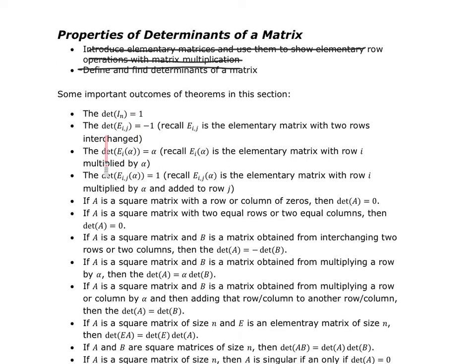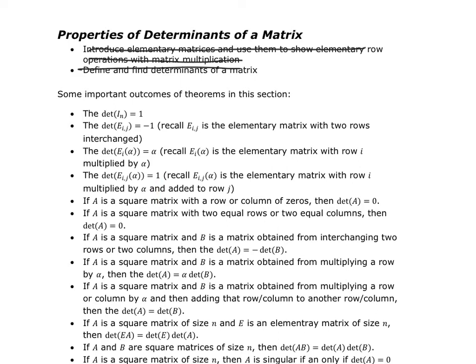The determinant of the elementary matrix in which two rows are interchanged will be -1. The determinant of the elementary matrix that is multiplied, which is basically the identity matrix with one row multiplied by alpha, is going to be equal to alpha. Then the determinant of the elementary matrix in which two rows are added together, so alpha times row i is added to row j, ends up becoming just 1.